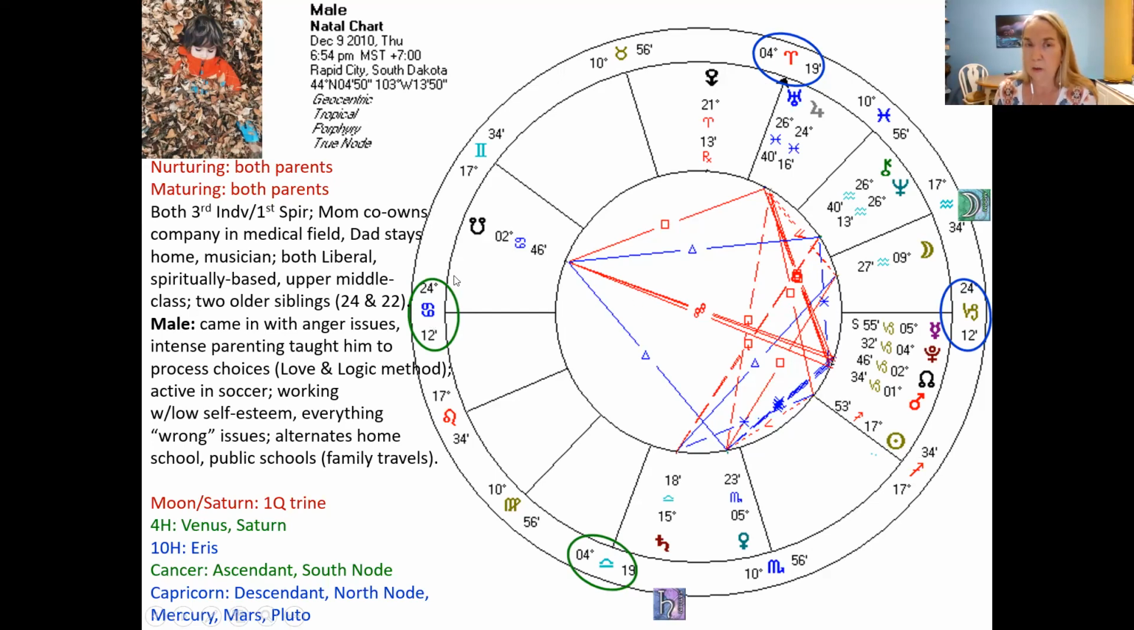Cancer ascendant with a south node in Cancer 12th. Capricorn descendant. And of course, you see the stellium between 1 and 6 degrees Capricorn in the 6th house. Mars balsamic Pluto, north node new phase Pluto, north node balsamic Mars.